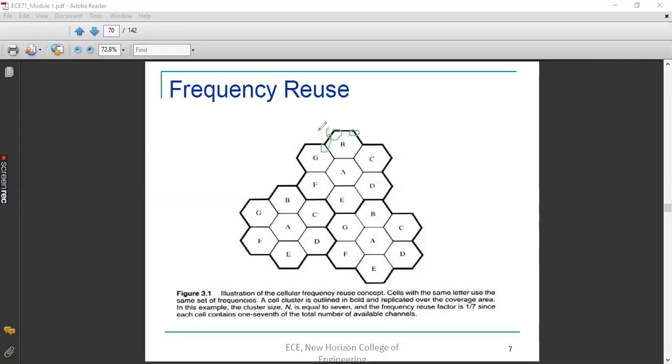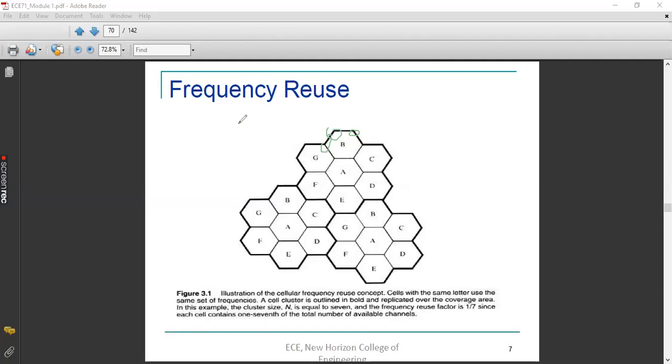If it is a center excited cell, the base station will be at the center of the cell. So if it is a center excited cell, it will be omnidirectional. The antenna of the base station will be omnidirectional, radiating in all directions uniformly. What do you mean by omnidirectional? Omnidirectional is an antenna which is capable of radiating in all directions uniformly.